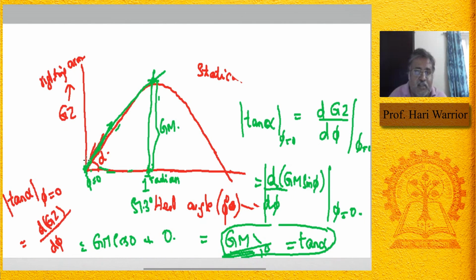Or if you draw a tangent from here, it will hit it somewhere. If you draw a perpendicular from 1 radian, and you have drawn the tangent properly, the tangent will hit at a point which will be equal to GM. That is the other way around. So two things, you go forward and backwards, you will see this happening.